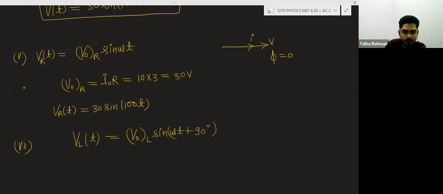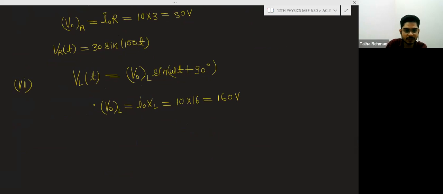What is V naught L? How to calculate V naught L? V naught L is given by I naught into XL. What is I naught? I naught I think is 10, XL is I think 16. So it will become 160 volt. Now we can write this equation: VL(t) is equal to V naught L, which is 160, sine omega is 100t plus 90 degree.